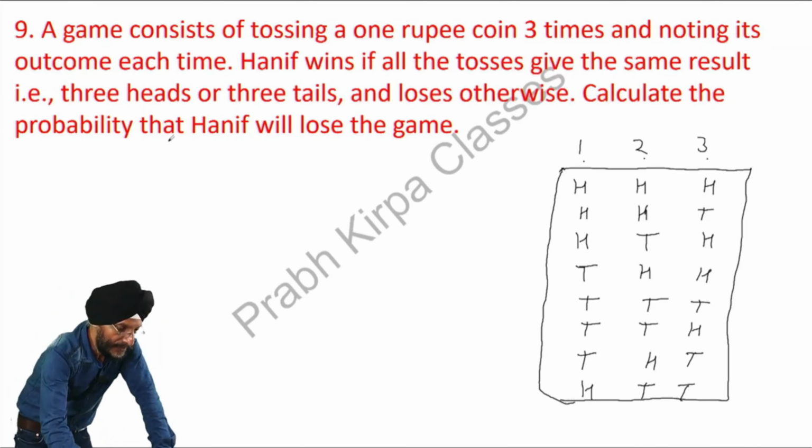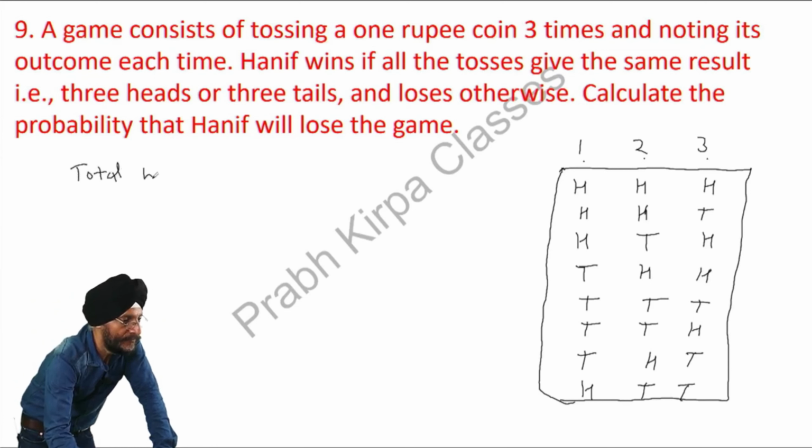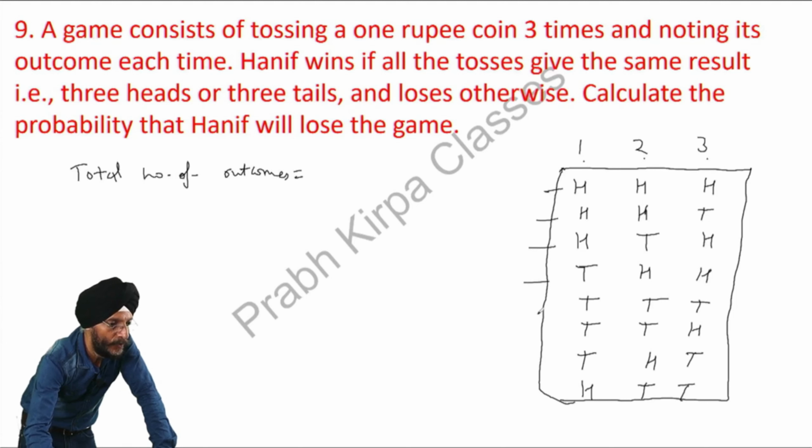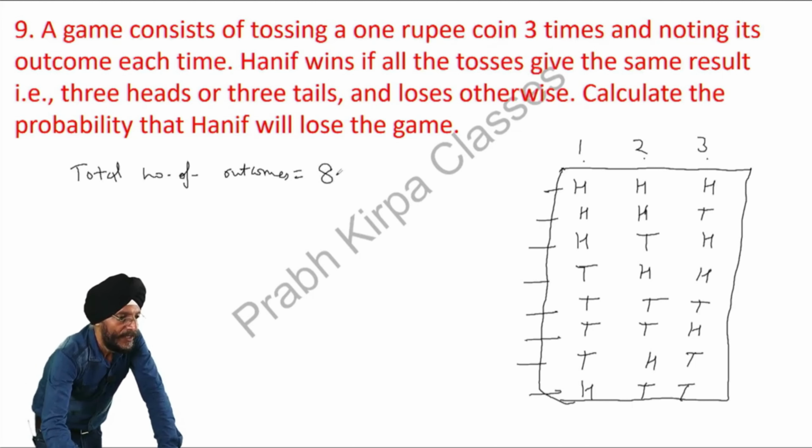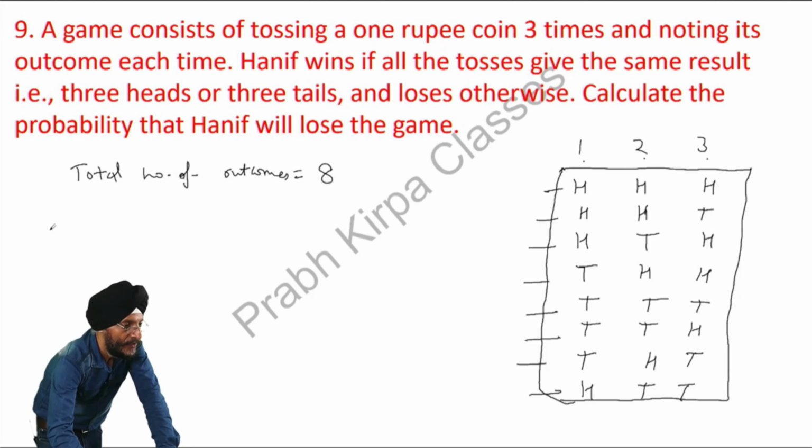So here, what is the total number of outcomes? Let us count the same. 1, 2, 3, 4, 5, 6, 7, 8. These are the 8 possible outcomes. So now Hanif will lose the game. We are to find out the probability.